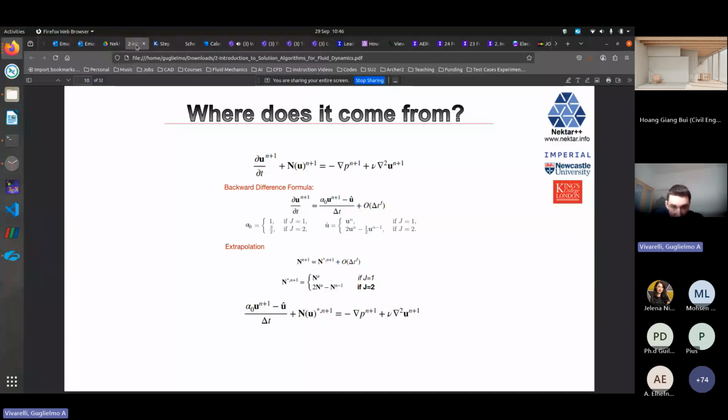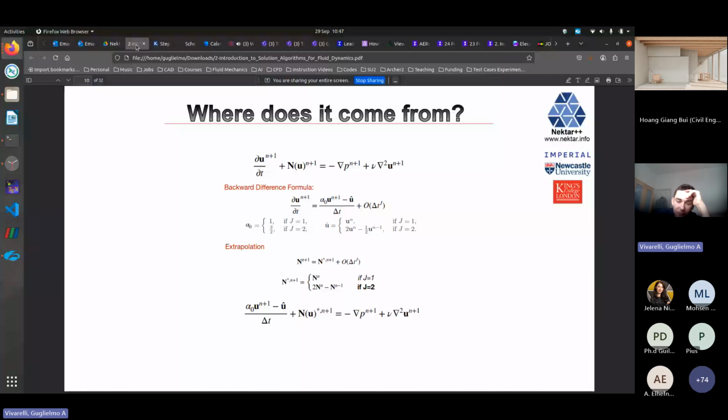You then finalize your backward difference formula for that particular term, and then you use an extrapolation for the nonlinear term. Of course, you don't have the velocity field at the next step. So what you use is the current step, and then you extrapolate backwards. And the further back you go to determine the nonlinear terms, the greater the accuracy.